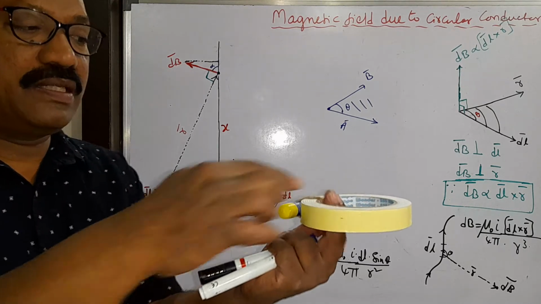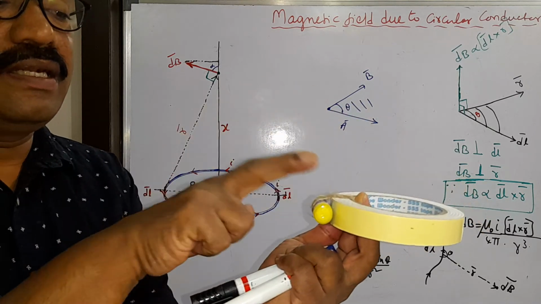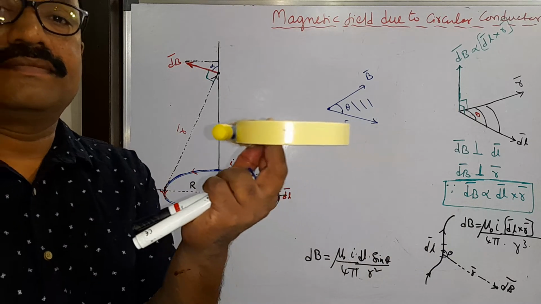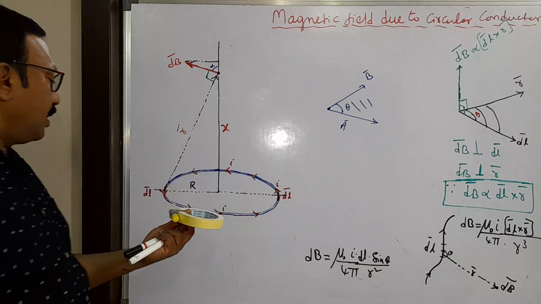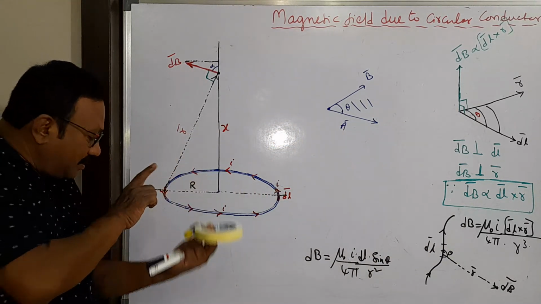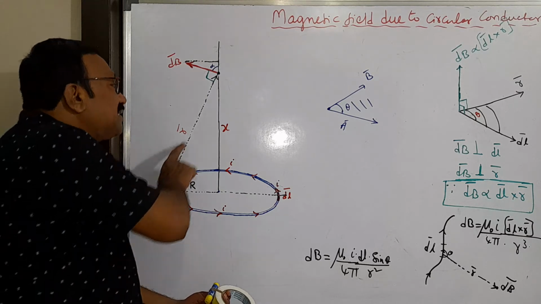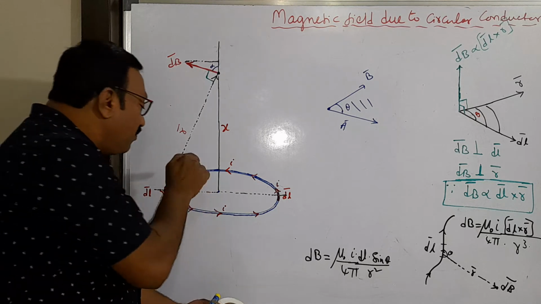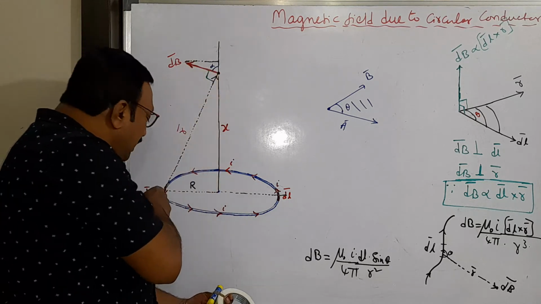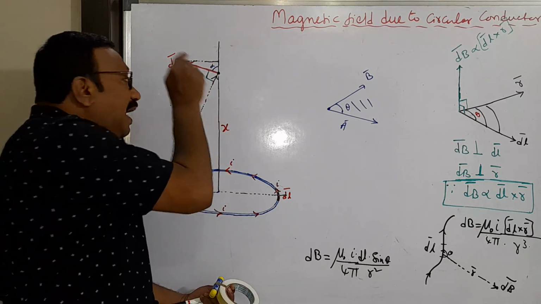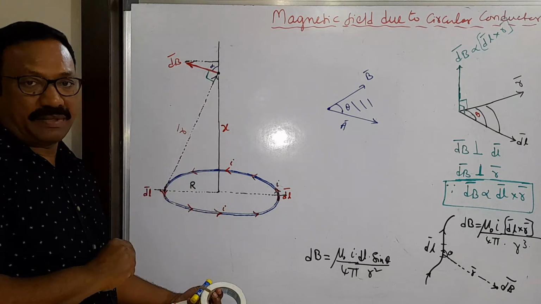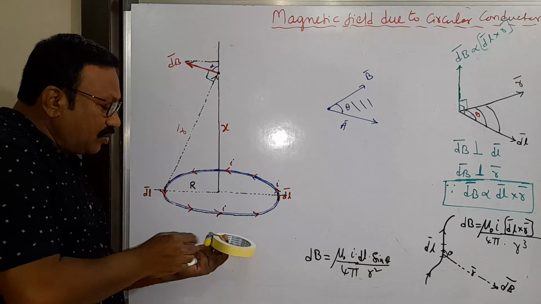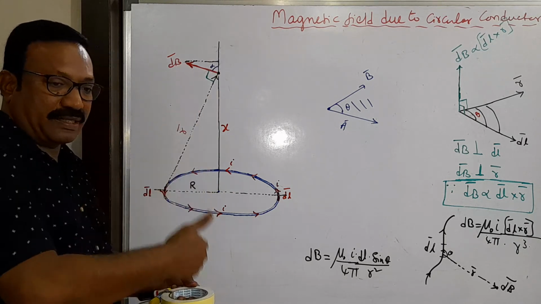So this is a circular current carrying conductor. The element dl bar is like this. Then due to this element, at a distance small r from the element, it is small r, and from the center it is x, but from the element it is small r. At this point, the magnetic field is dB. So this will be r bar, small r bar, like this.